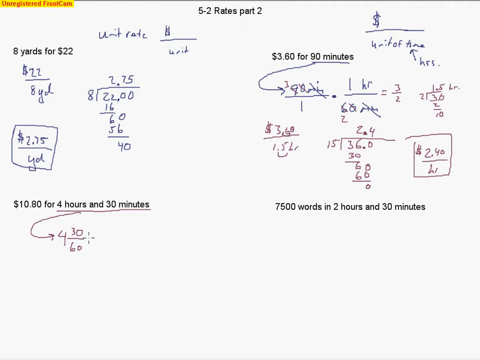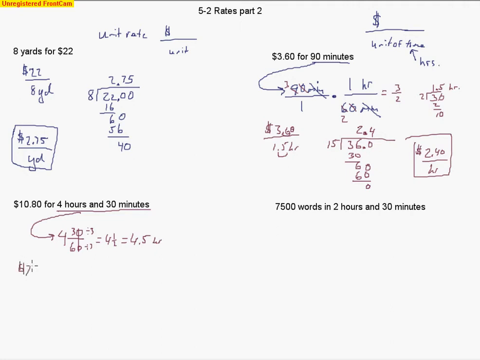So we can go ahead and reduce that, canceling out these zeros. That's like dividing by 10, and then taking out the common factor of 3. So we find that 4.5 hours is what we have for 4 hours and 30 minutes. Well, that's the same thing as 4 5/10. So that's the number we're going to use. And I'll set up my division problem.